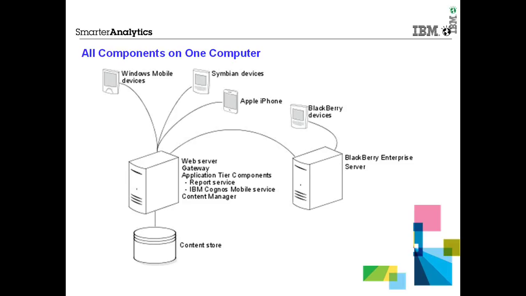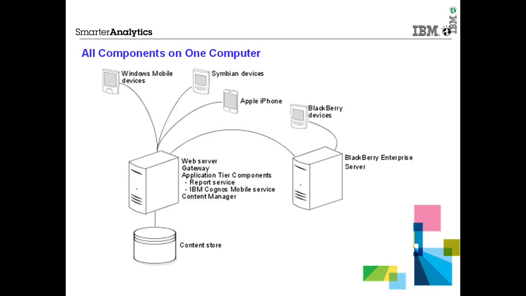IBM Cognos Mobile is an integrated component of IBM Cognos Business Intelligence. So you can install all of the IBM Cognos Mobile components on the computer, be it a single server installation or a distributed server installation. The components that I am talking about are three: an application tier component, a gateway component, and a mobile client component. If you are installing the IBM Cognos Mobile on one computer, you must install the application tier, the gateway, and the mobile component. So all three components along with the IBM Cognos BI.